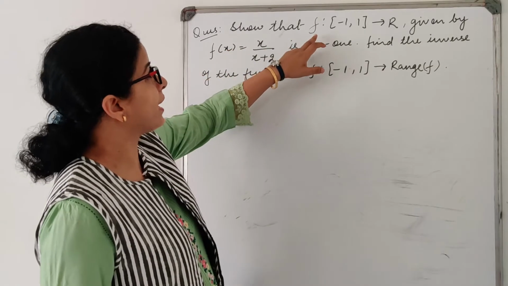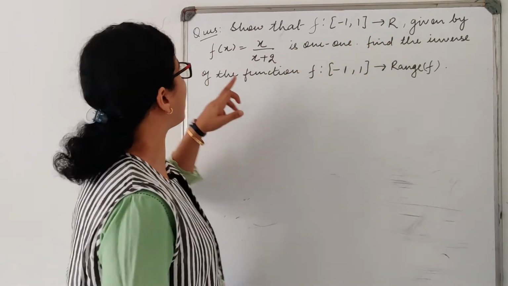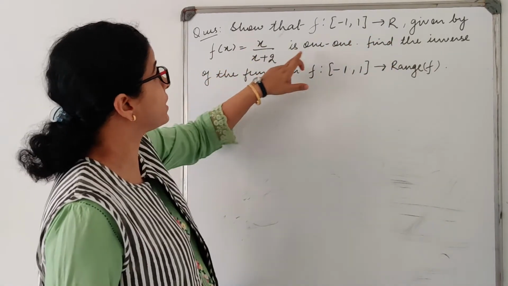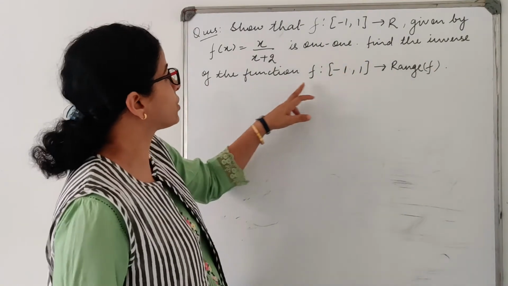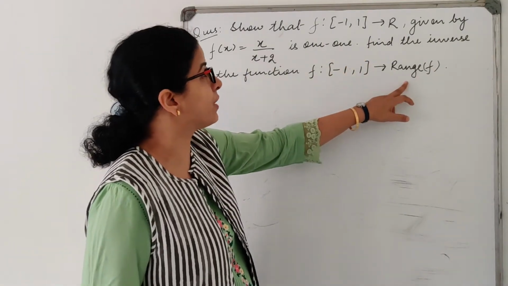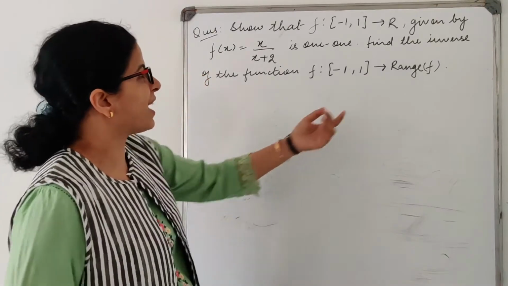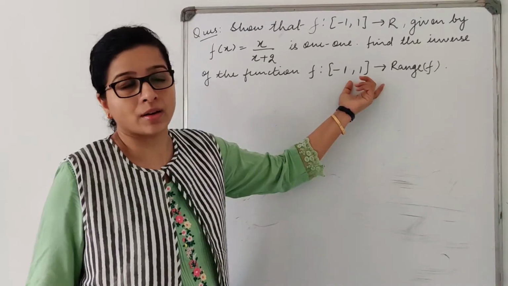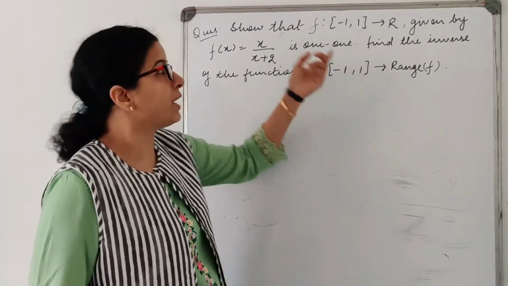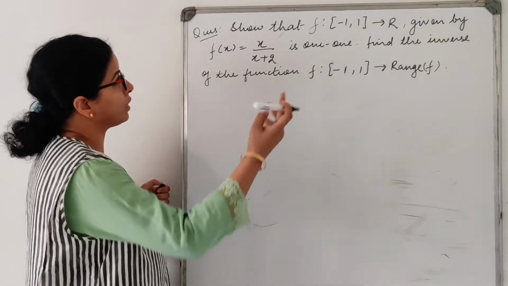Show that f from minus 1 to 1 to R given by f(x) is equal to x upon x plus 2 is 1-1. Find the inverse of the function f from minus 1 to 1 to the range of f. So first we have to check the injectivity. Okay, so directly they have given us onto, so we don't have to check the surjectivity of the function. We have to just check whether it is 1-1 or not.